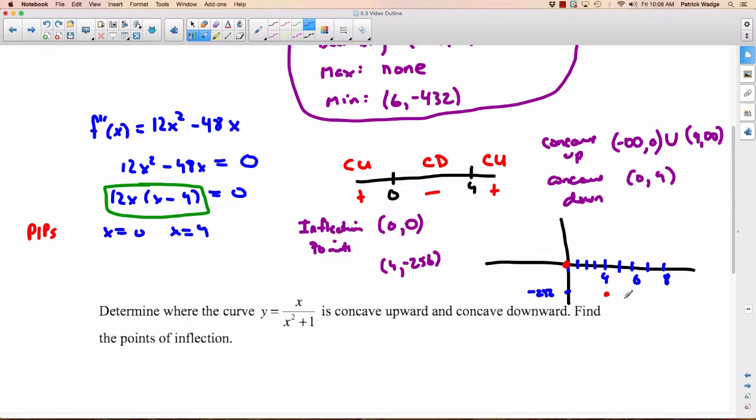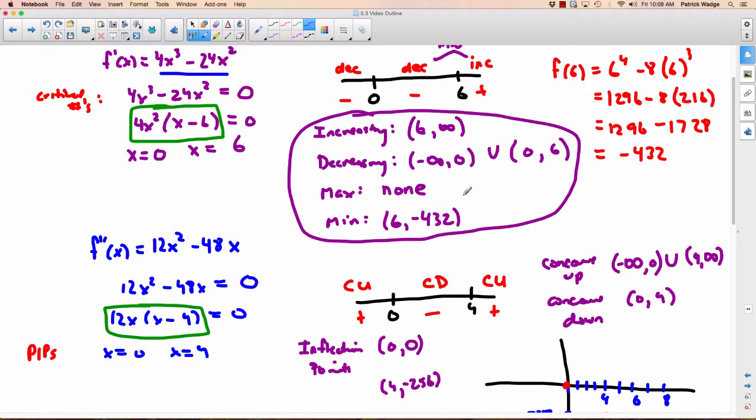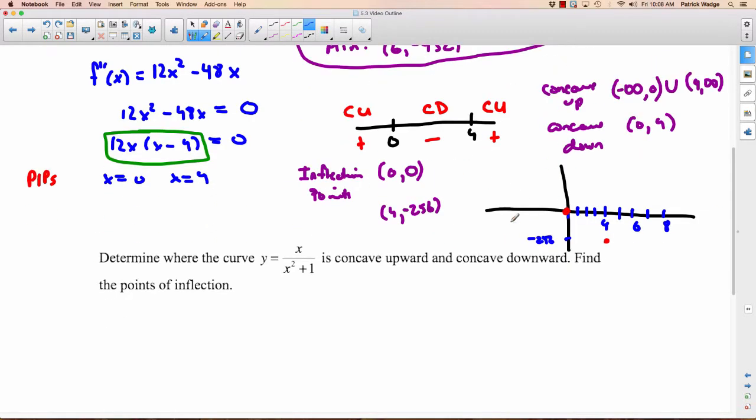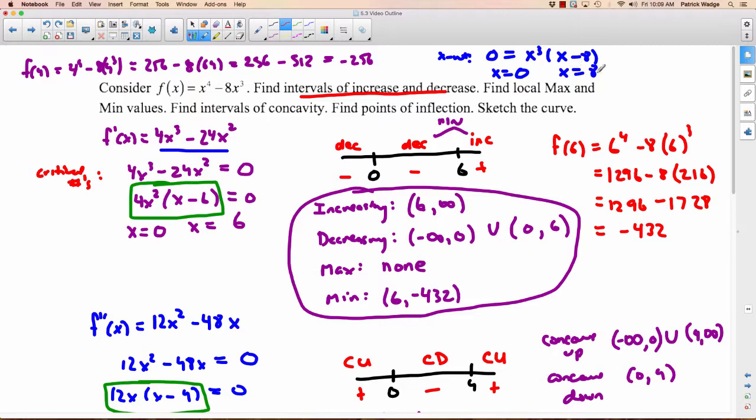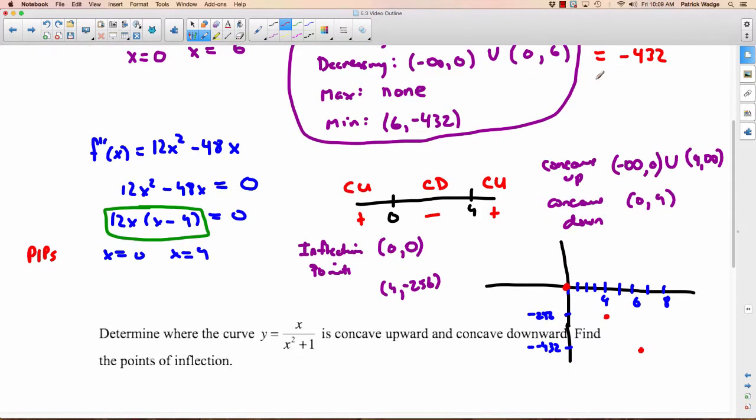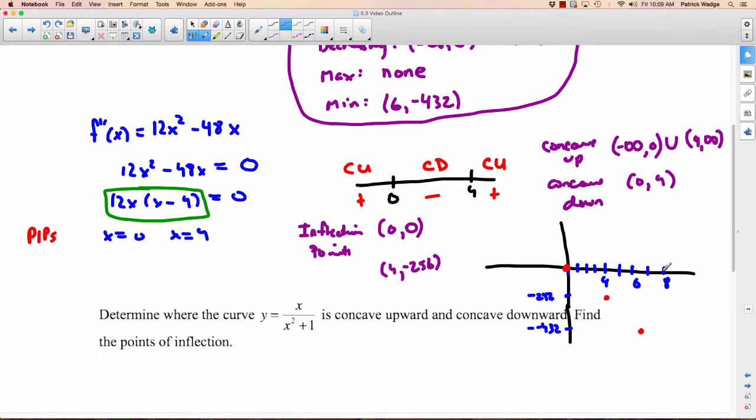And what other points do we have? 6. When does it go through 6? At negative 432. Of course it does. So somewhere around here I'm going to put negative 432 and put that dot there at 6. And at 8, where was that point? That was the x-intercept, wasn't it? Yeah, 8, 0 would be our point there. So we also need to put a point here.